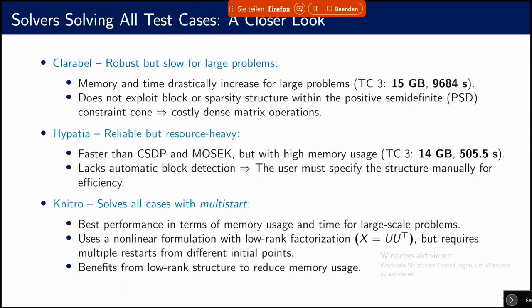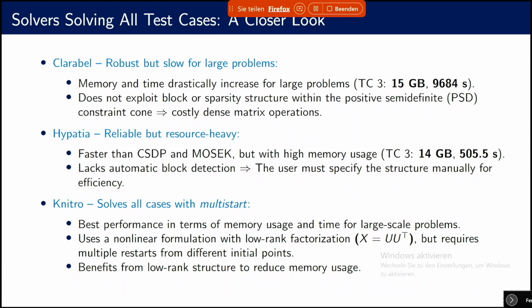Hypatia is faster than CSDP and Mosek, but with high memory usage. And this is due to the fact that it does not have automatic block detection, and so the user should specify the structure manually for efficiency.